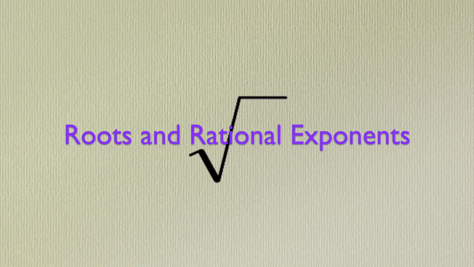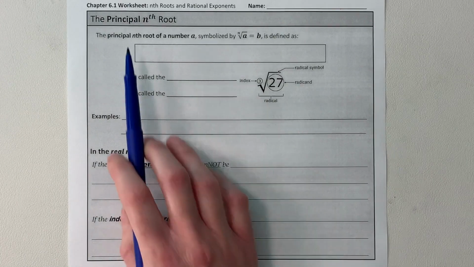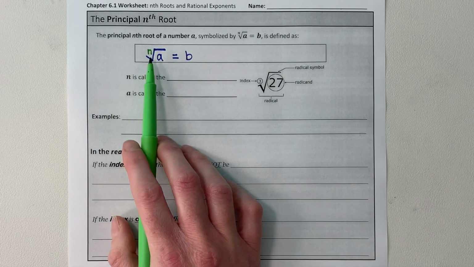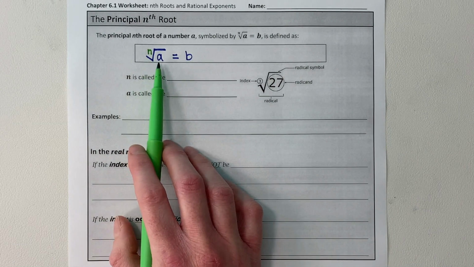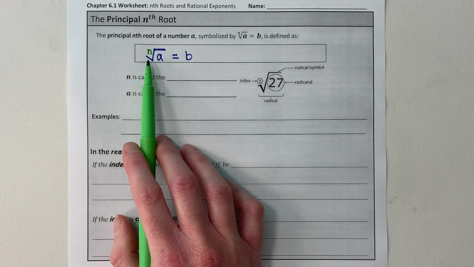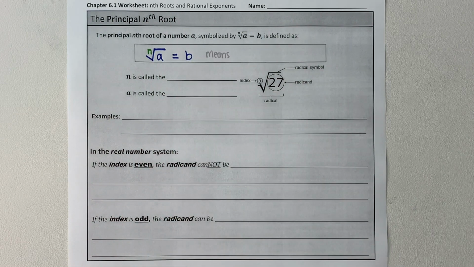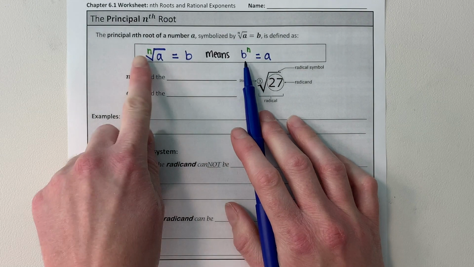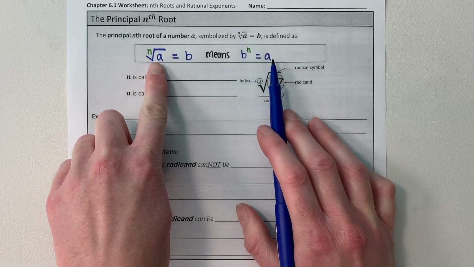In this lesson, we're going to learn about roots and rational exponents. Let's start out with the terminology, the principal nth root of a number. We would call this the principal nth root of a. And if the principal nth root of a is equal to b, this means that if you take b and raise it to the nth power, you get a.